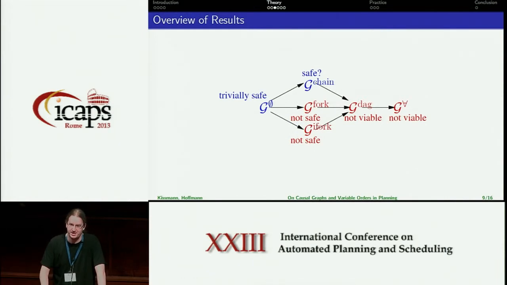So for forks and inverted forks, both ordering schemes are not safe. So both ordering schemes definitely contain orderings that in some layer of some task bring super polynomial overhead. And starting with directed acyclic graphs, both our ordering schemes are actually not viable.